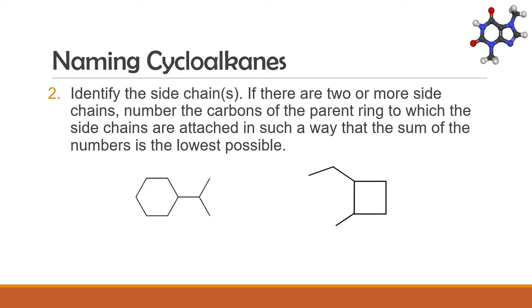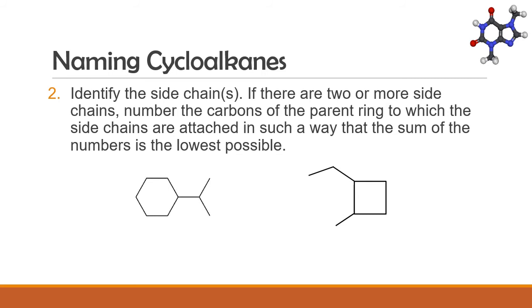Now the next step is to identify the side chains. If there are 2 or more side chains, we number the carbons of the parent ring to which the side chains are attached in such a way that the sum of the numbers is the lowest possible. If there is only one side chain attached, there is no need to number the carbon in the parent ring, since it is understood that wherever the side chain is attached, the carbon on the parent chain is numbered 1.